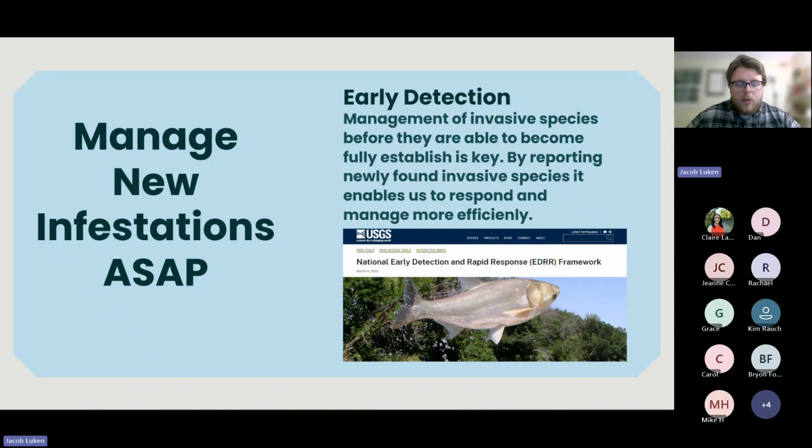Another thing that we can do to help against invasive species is to manage those new infestations as soon as possible. And that can be new species that haven't been in our environment, that haven't been in Hamilton County before at all, or it can be a new population of a previously known invasive species. So either way, stopping those new populations from growing is one of the easiest ways that we can stop the spread.